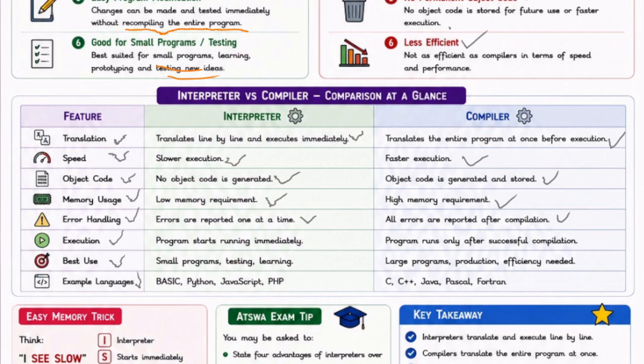Execution: the program starts running immediately for the interpreter, while programs run only after successful compilation for compiler. Best use: small programs, testing and learning for interpreter, while for compiler you have large programs, production, efficiency needed. Example languages: for interpreter you have BASIC, Python, JavaScript, PHP. While for compiler you have C, C++, Java, Pascal, Fortran, COBOL, and the like.